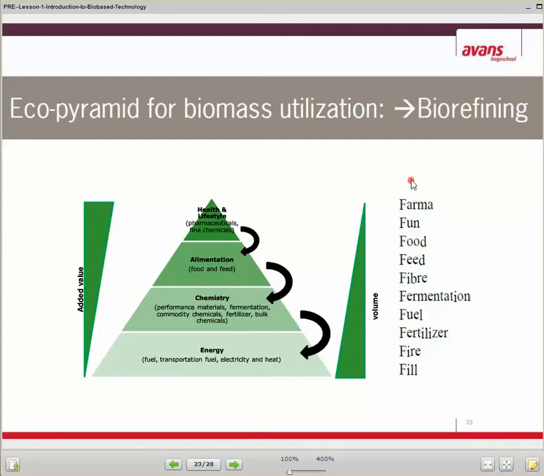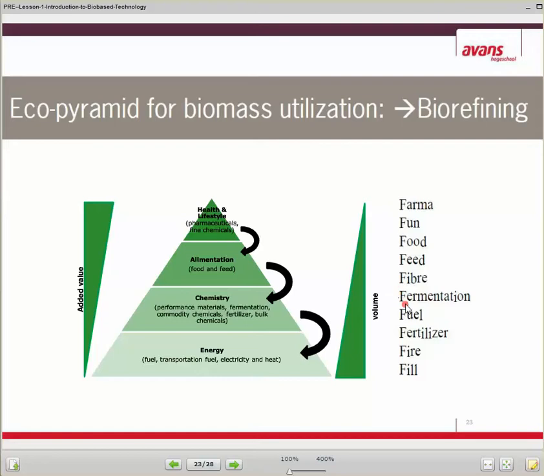Parallel to this is the F ladder, which some people refer to. The top of the F ladder, yeah, pharma is normally spelled with a PH. For our uses, we want to make it with an F, because otherwise the F ladder doesn't work. So pharma is at the top. Then fun. These are the things that make the most money. Food and feed make a lot of money.